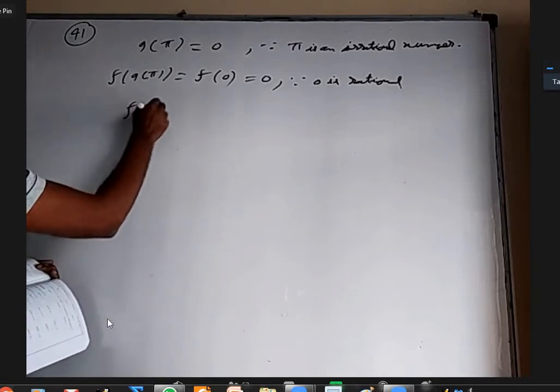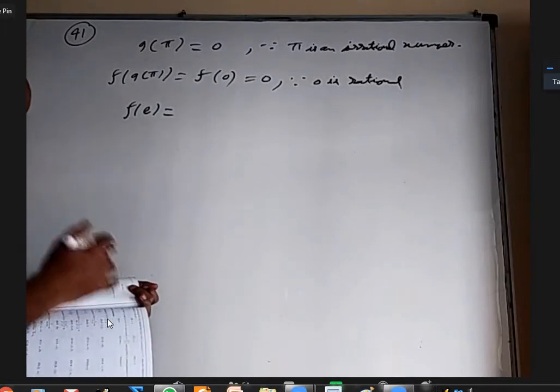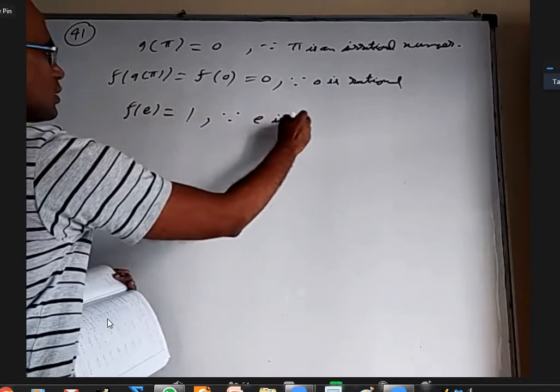Okay, coming to g circle f of e. When you want f of e, because e is an irrational number, and f of x has two definitions, for an irrational number it is 1, since e is an irrational number.